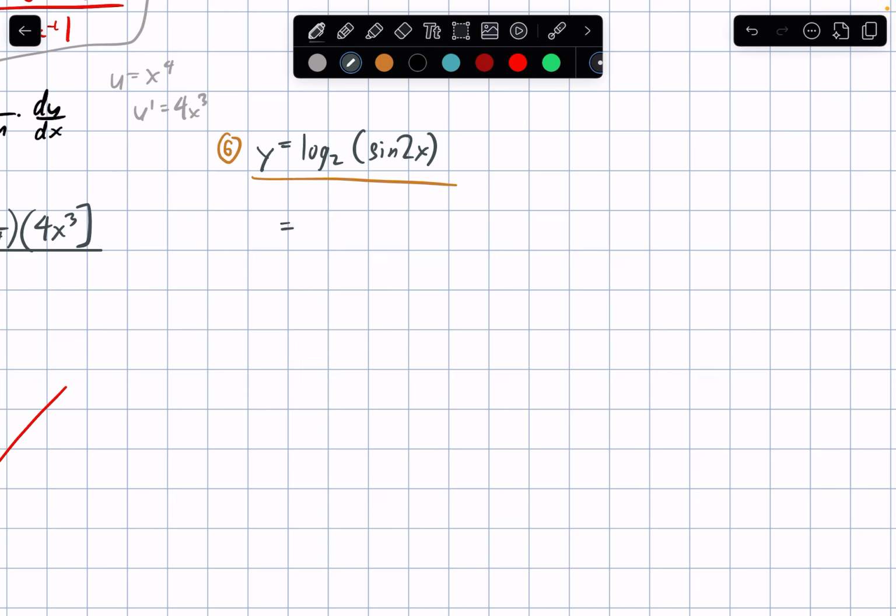I smell. Wait, I haven't smelled anything yet. I was going to say no, product rule.